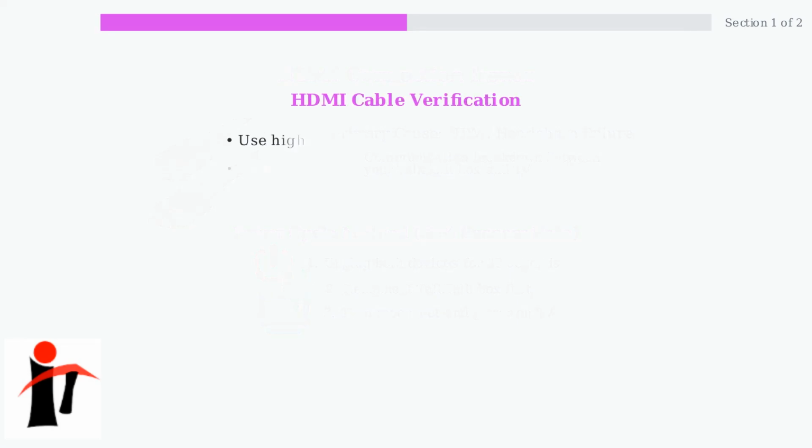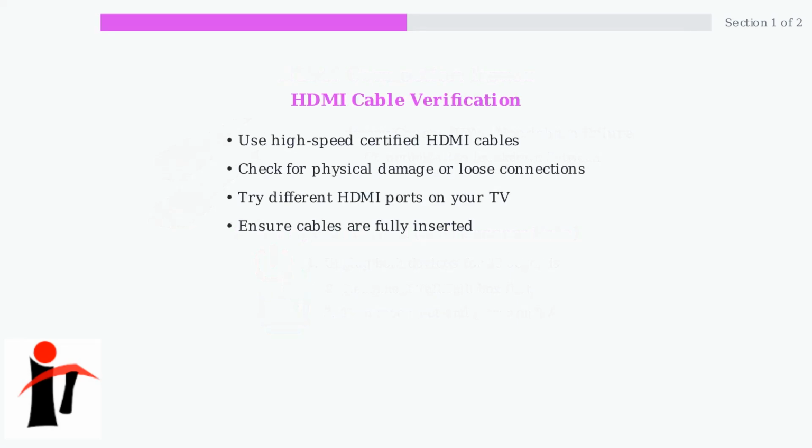Cable issues cause 40% of HDMI problems. Always use high-speed certified HDMI cables. Check for physical damage, try different HDMI ports on your TV, and ensure cables are fully inserted into both devices.